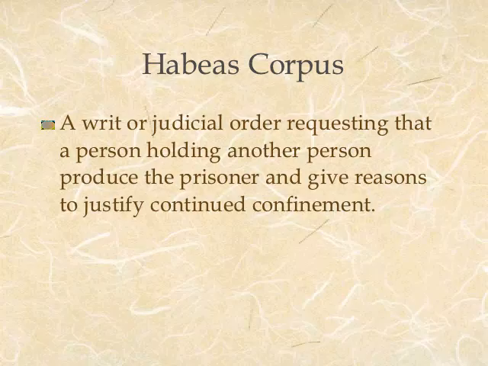Habeas corpus means it's a writ or a judicial order requesting that a person holding another person produce the prisoner and give reasons to justify continued confinement. Let's say in a case where it's found that there's substantial evidence. One of them now that's happening is with analysis of DNA in cases where semen or blood samples were found in convicted people in certain sex offenses, and now they're running the DNA and finding it's not the person that was convicted. You could file a writ of habeas corpus and get them pulled out of jail and brought in for a new trial or for a hearing from a judge.